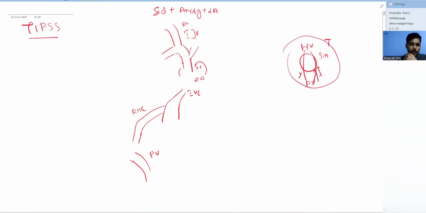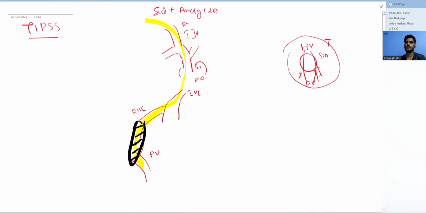Right. So then you pass a guide wire through this and you pierce the hepatic parenchyma from the hepatic vein and enter into the portal vein. Right. So you pierce it and enter this guide wire into the portal vein, and then you use a balloon to dilate this tract. And once the tract is dilated, you will put a stent here, right? And then you confirm.